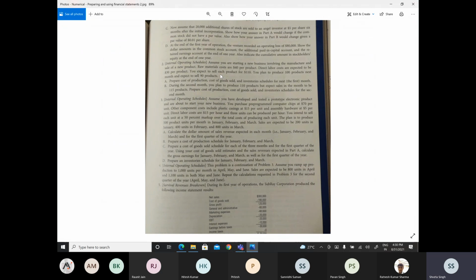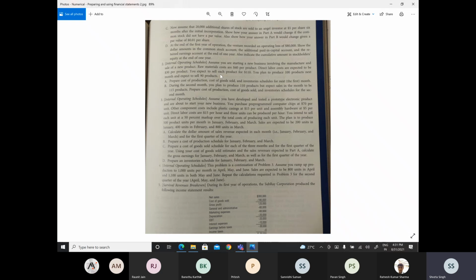Assume that 20,000 additional shares of stock are sold to an angel investor at $5 per share, 6 months after the initial incorporation. Show how your answer in part A would change if the common stock did not have a par value. Also show how your answer in part B would change given a par value of 1 cent per share. So basically what has happened is, after 6 months you have taken on an angel investor and you have given him 20,000 additional shares at $5 per share.